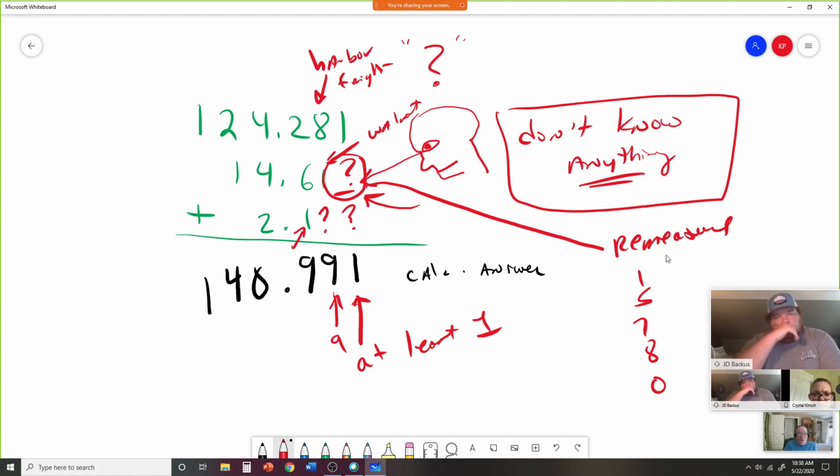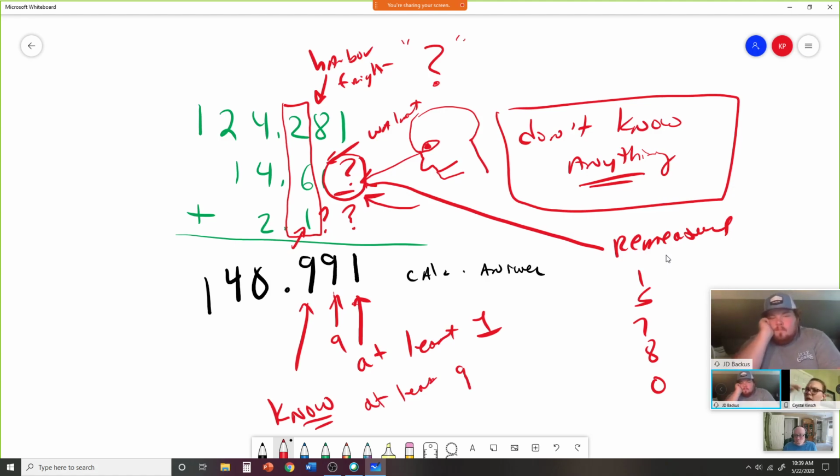Right here, I know it's at least 9. Because I know there's a 2 there, I know there's a 6 there, and I know there's a 1 there. I only know what I know. That sounds like an obvious statement, but you only know what you know. If you don't know it, then you don't know it. And so I know I can safely say that the answer is at least 140.9. I can remember that.